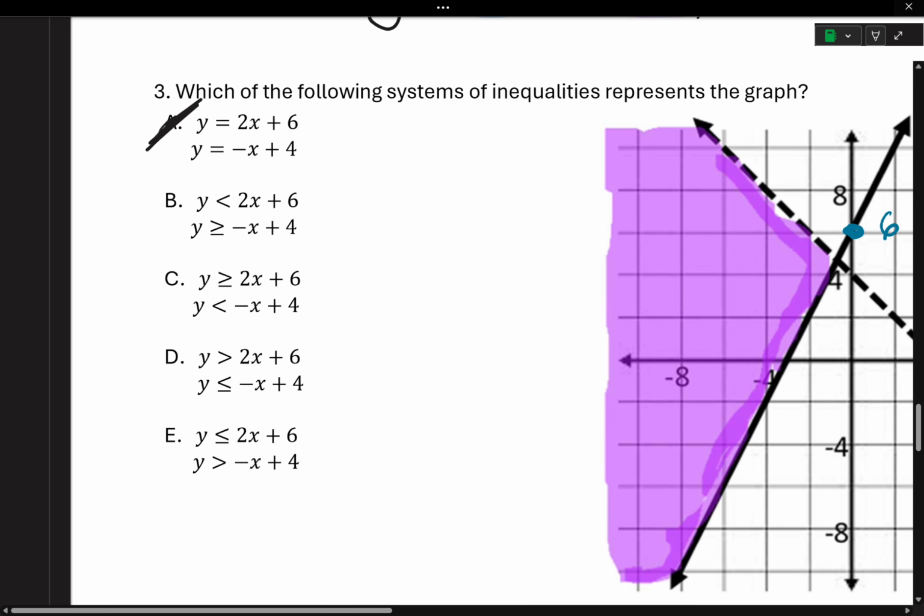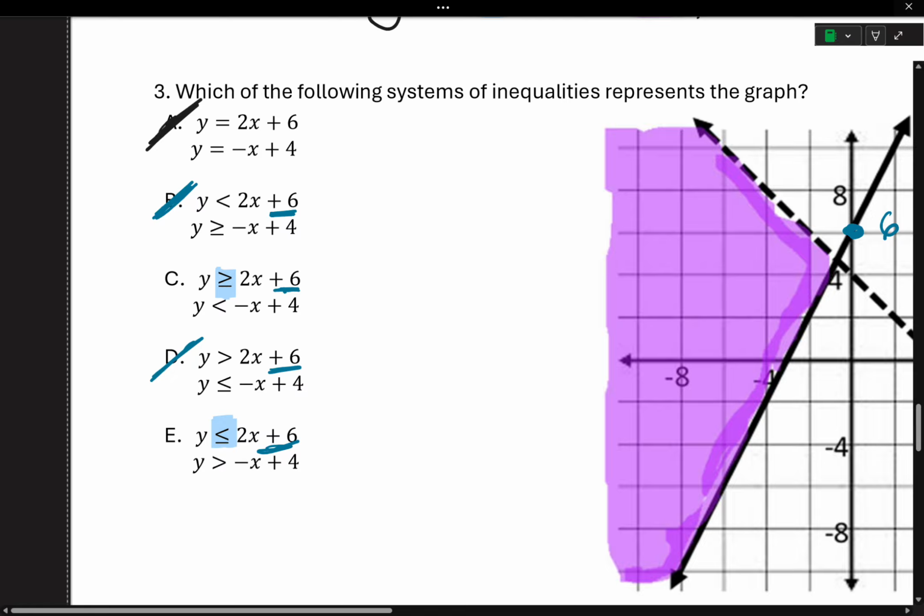Let's see what we can cross off. Here's 6. Does it have a solid? No. 6 has a solid. No solid. Solid. Okay. We're down to 2 choices. Heck yeah. Now we need to decide which way the symbol is facing, because these are our options. We have shading above and shading below. Alright, well let's take a look.